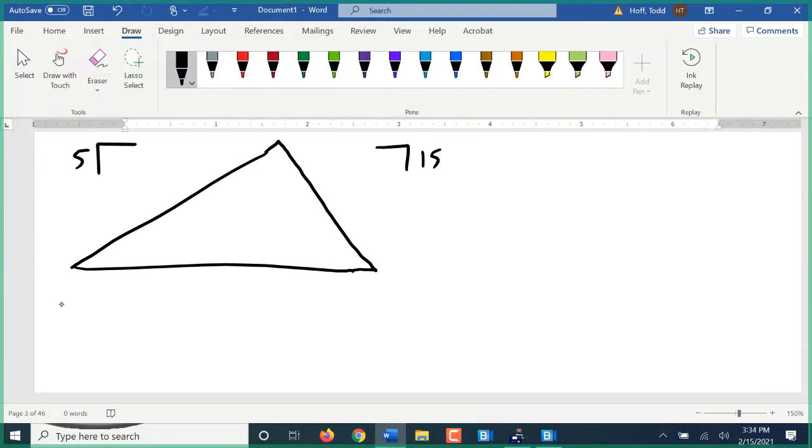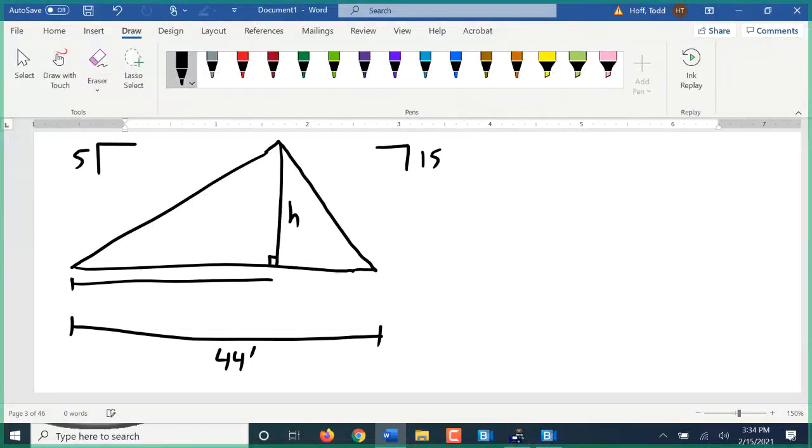Oh, let's see here. Let's do this at 44 feet. I want to find H, X, and Y. Starting off, what do I know about these variables? What's the easy part that I know? X plus Y equals 44.